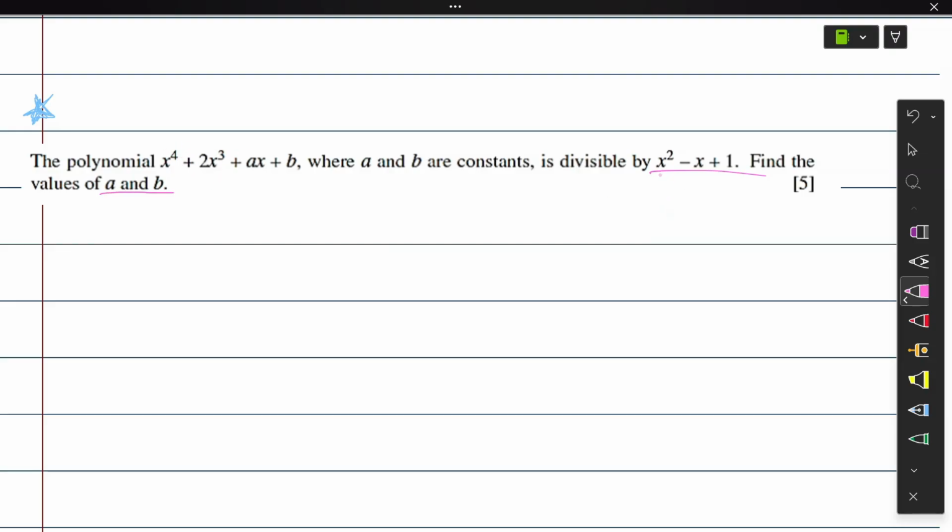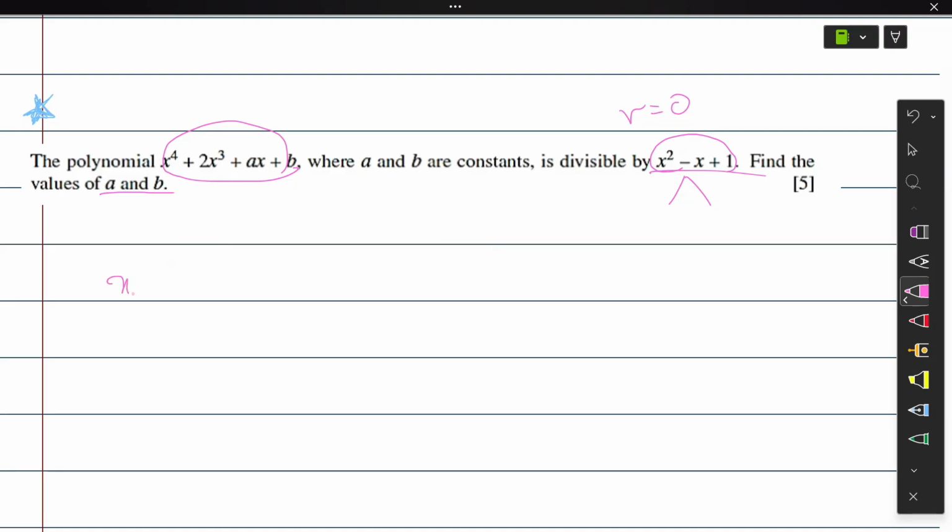Okay, so we know that this means this equation will be completely factorized by this one. The remainder will be zero. So can I factorize this? Let me check that out. Can I factorize this into two factors? So I can find the values of x. So 1 minus 1 plus 1. Okay, that gives me non-real values, so I cannot. But I can do one more thing.